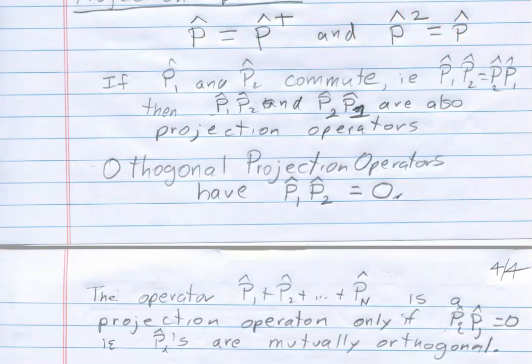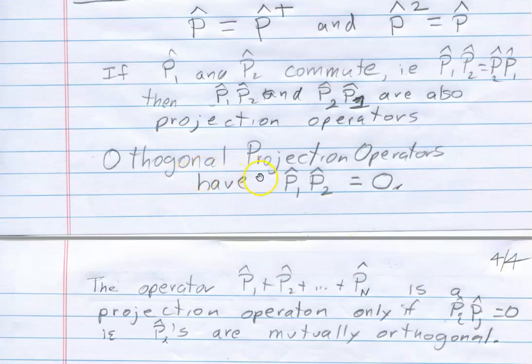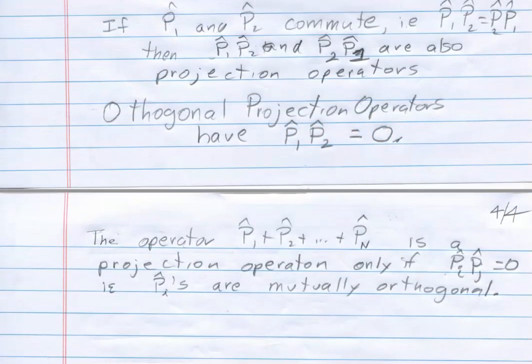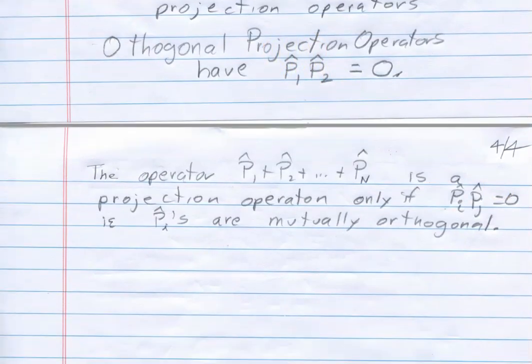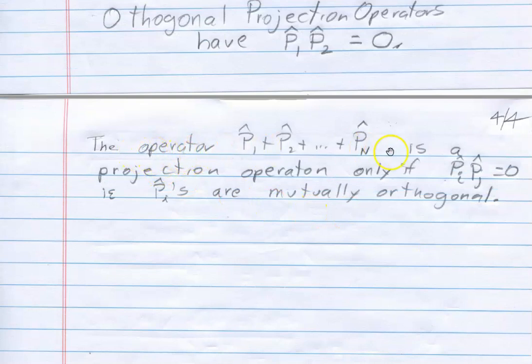Not a hard theorem to prove, but certainly again, some terminology. Orthogonal projection operators are two projection operators whose product gives the zero operator. So those are called orthogonal for pretty obvious reasons. And then a theorem that is sometimes useful in decomposing the quantum states, quantum space, is if I've got the sum of these projection operators, maybe n of them, that sum is a projection operator if and only if P_i P_j for any i and j is 0. In other words, if all of these projection operators are mutually orthogonal, then the sum of them is a projection operator as well.